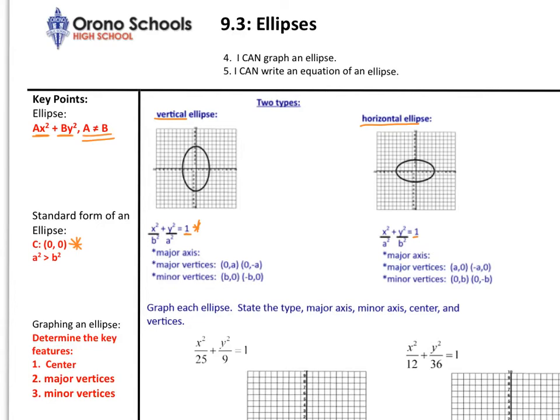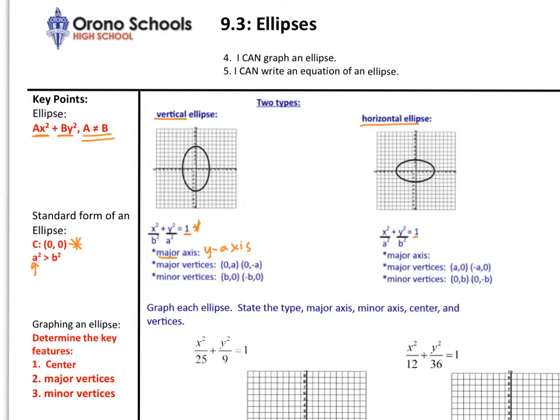A key thing to note for this standard form is that you see a squared and b squared underneath x squared and y squared. A squared is always going to be the bigger term, and that helps identify your major axis. Notice in that first equation, a squared is underneath y squared. That means the major axis is the y-axis. And if you look at the picture, the y-axis is taller than the x-axis is wider, so that would be your major axis.